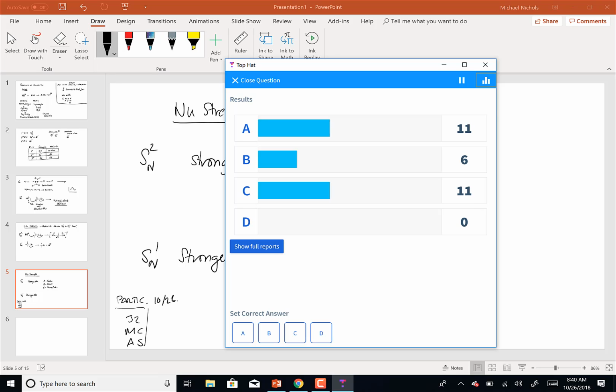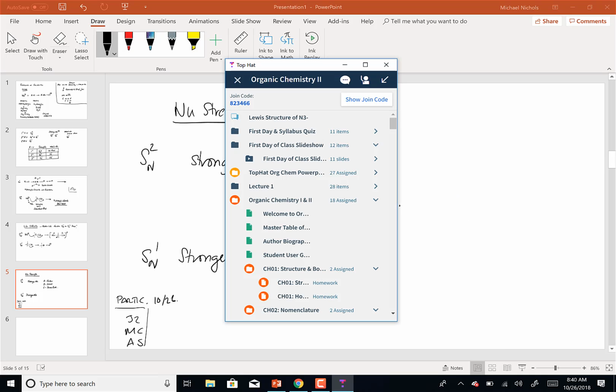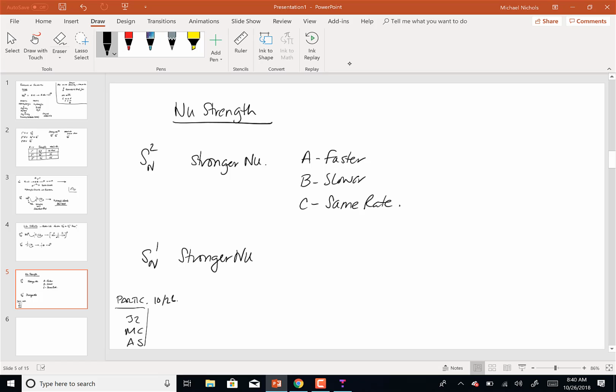So for SN1, what's the rate determining step? For the rate determining step, it's going to be the alkyl halide, or the molecule, losing its leaving group to form the carbocation. That's the rate determining step, right? Yes. Is the nucleophile part of the rate determining step? No.